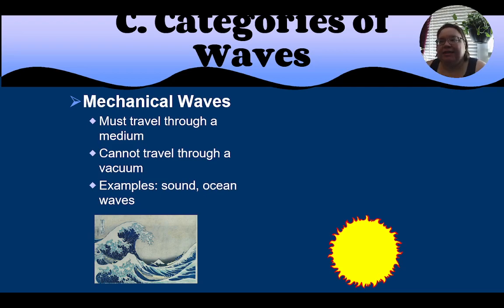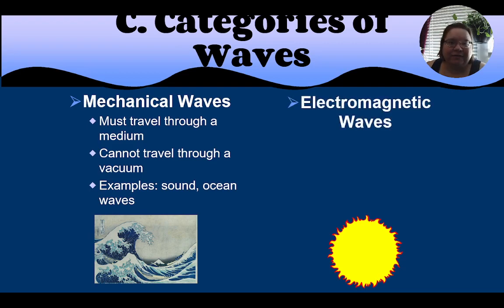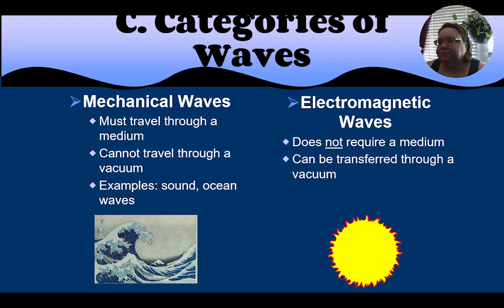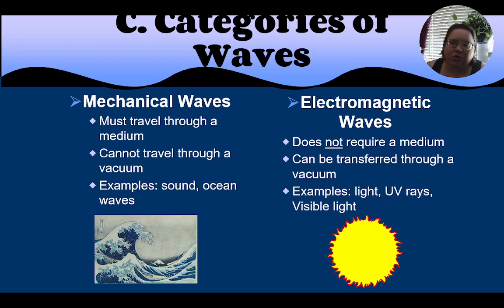On the other hand, the other type of waves are our electromagnetic waves. These are our light waves and rays that are able to travel through empty space. They do not require a medium. So they are the only kind that can be transferred through a vacuum. Examples, of course, include visible light, gamma rays, microwaves, UV rays. There's a whole spectrum of electromagnetic waves that we will see later in the unit.